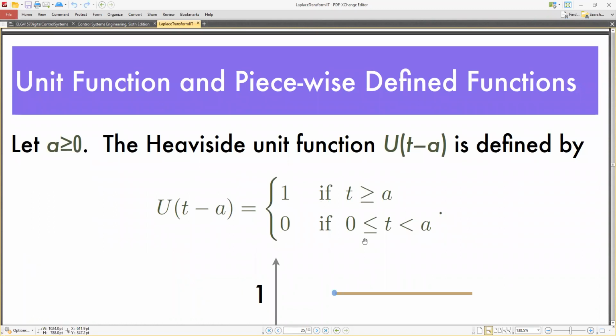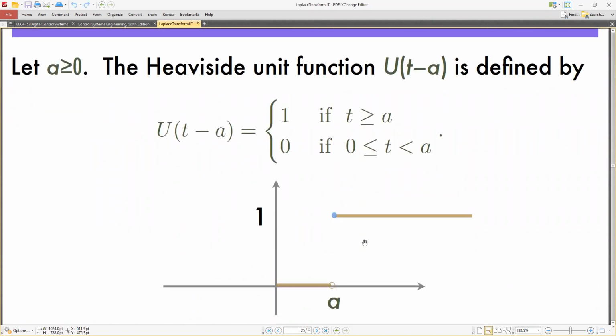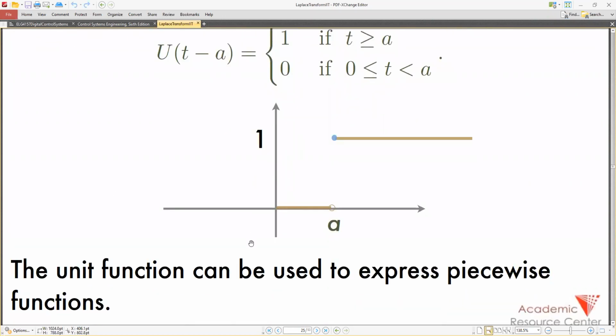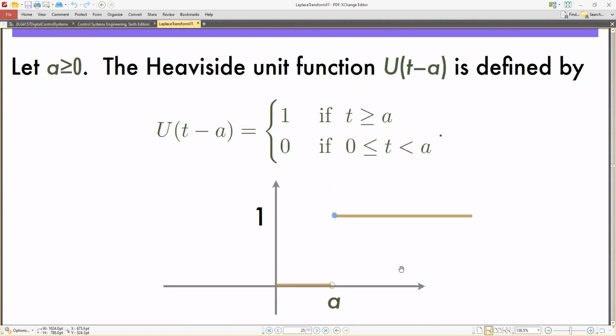And say unit function and piecewise functions. So this is a step unit function. Unit function can be used to express piecewise functions. It would be 1 when t is greater than or equal to a, and it would be 0 if t is in the range of 0 to a.